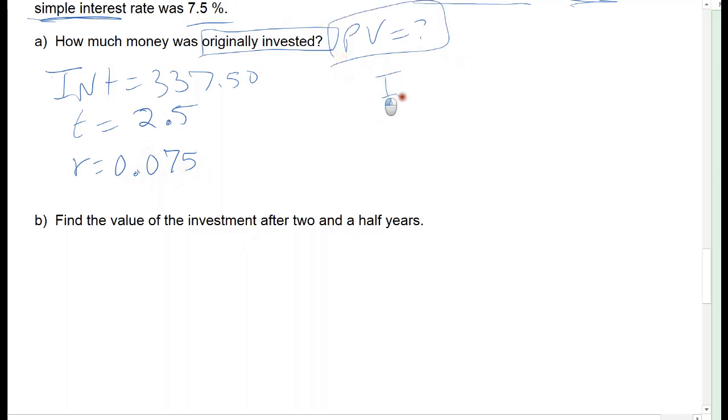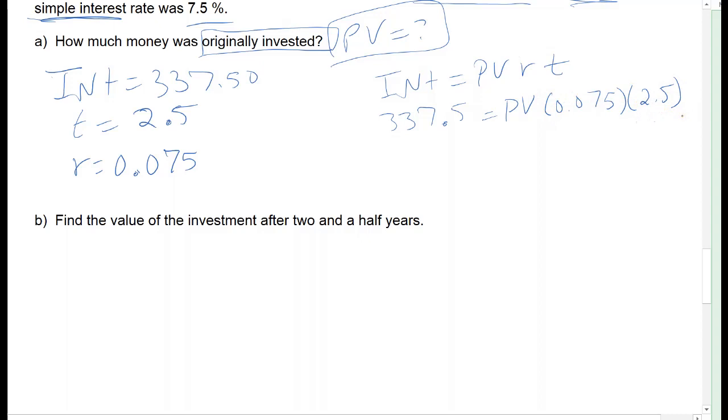And so I want to find the present value. So I use my interest formula, because that's what I have. So this is the formula I have to use. And I'm solving for the present value. My interest was $337.50. Present value is what I'm looking for. My interest rate was 0.075 and time was 2.5 years.